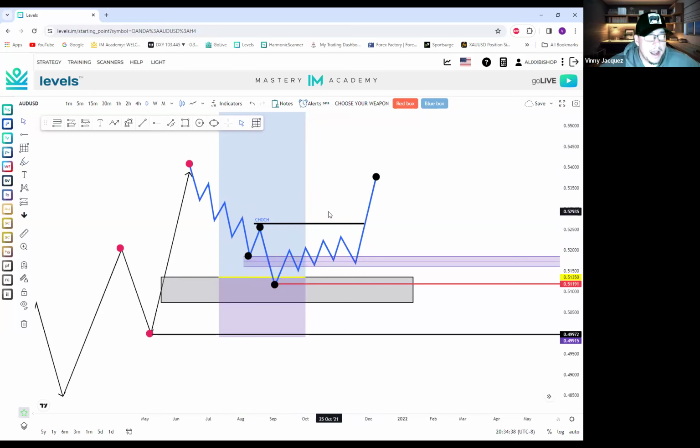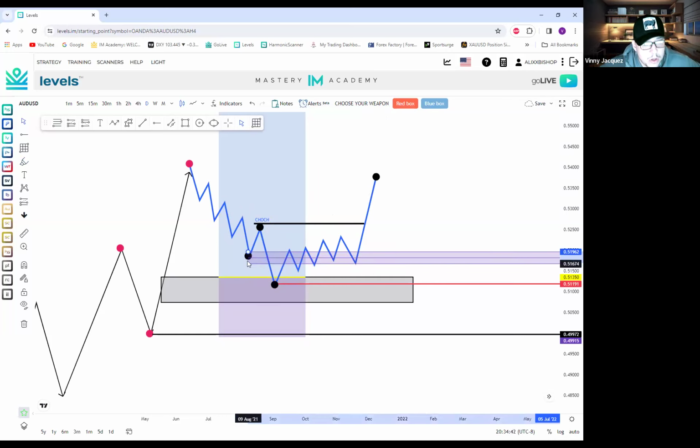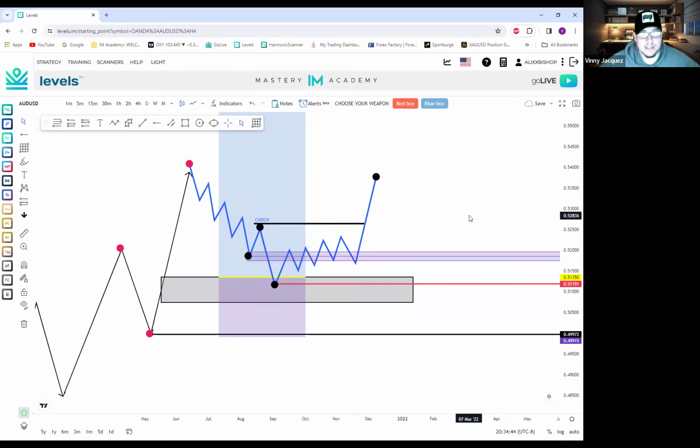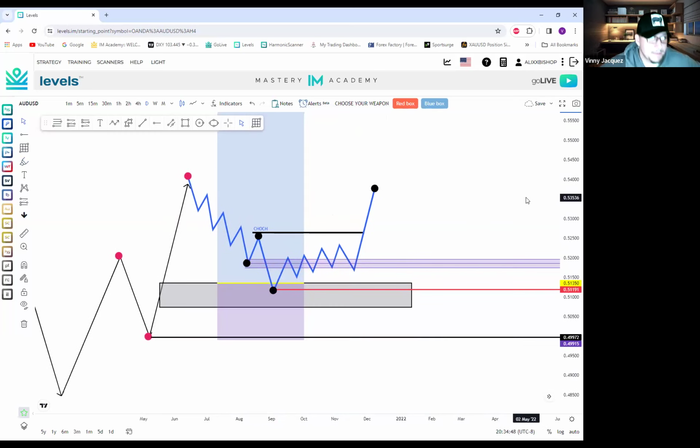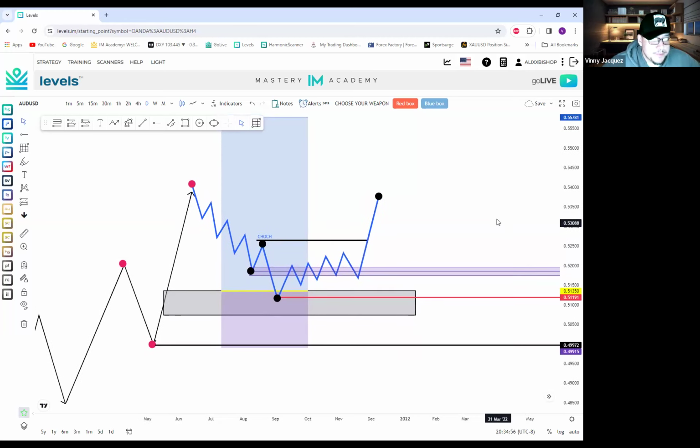We got that higher high. Oh, we changed character. So let's go ahead and find this previous lower low and use this as my shoulder. Does that make sense? Give me a 5 if that makes sense, guys. Awesome. Let's go, guys.